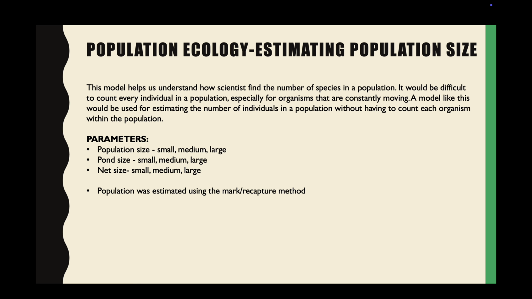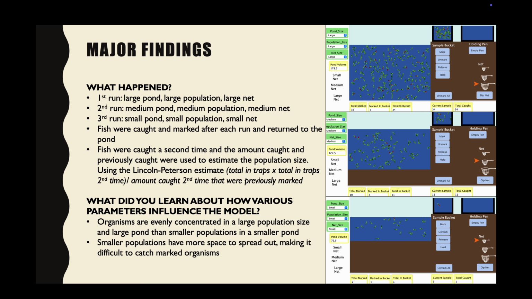The first model that I chose to do is estimating population size. This model allows scientists to find the number of organisms in a population without having to count every individual within that population. The parameters for this one were population size, pond size, and net size, and this was estimated using the mark and recapture method.